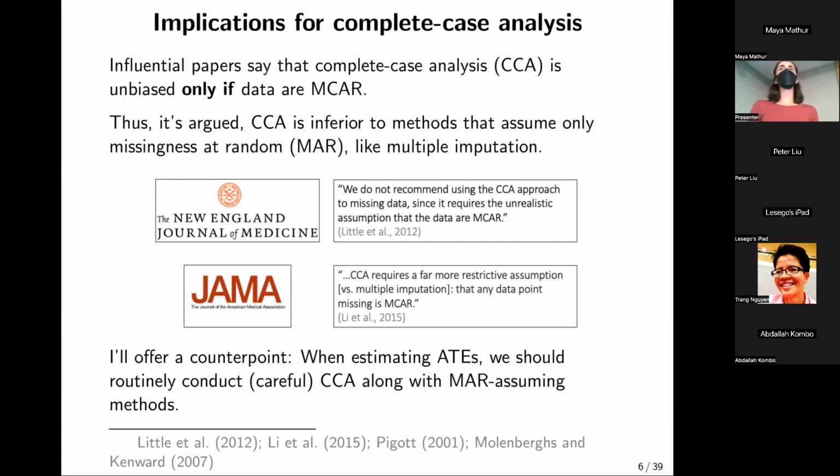And so on these grounds, it's sometimes argued that complete case analysis is just inferior to methods like multiple imputation, which make the weaker assumption of missingness at random. So I'm going to be offering a counterpoint, which is not entirely new, but is motivated by these results: specifically in the context of estimating average treatment effects, ATEs, I think it often makes sense to routinely conduct both a principled, in other words adjusted, complete case analysis, along with some kind of missingness at random assuming method. So complementary, not a substitute, but two complementary approaches.